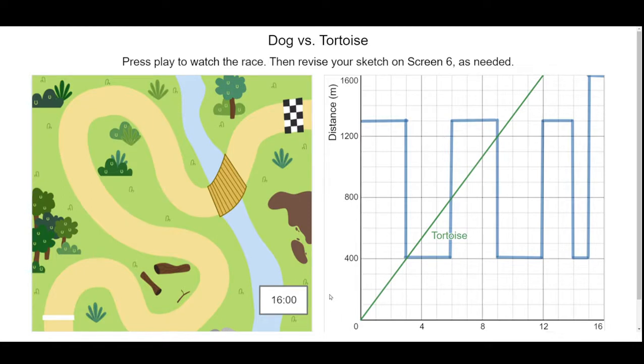Hopefully you remember from before, we do know what the flat line represents. This line represents standing still. What's the vertical line going to represent? Let's take a look. There's our dog. Oh, he stopped. Oh, he's moved. He's now over here. Now he stopped, and now he's over here.